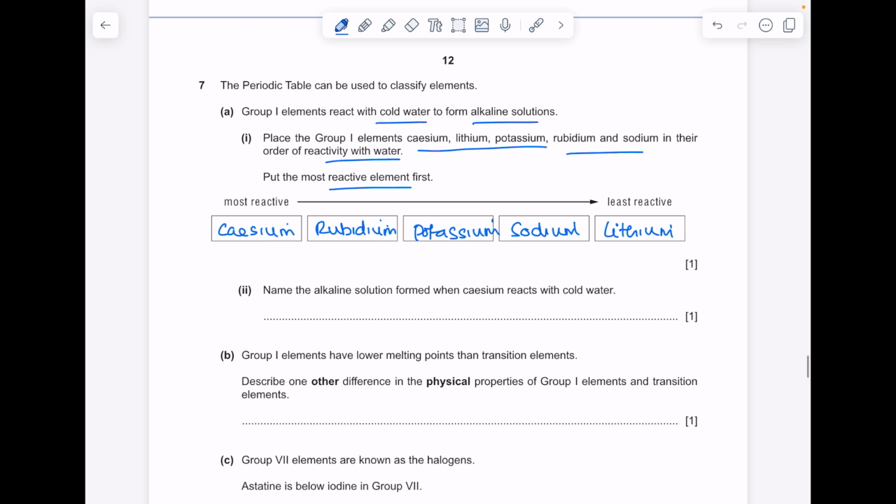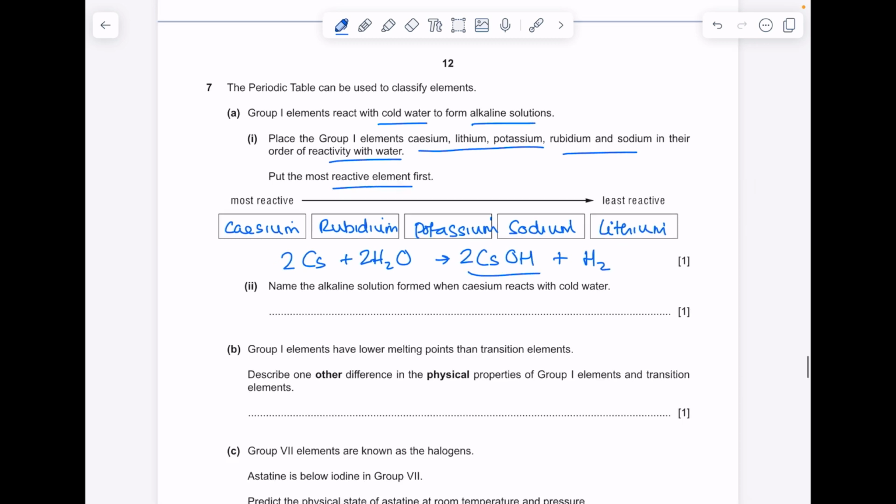Name the alkaline solution formed when cesium reacts with cold water. So you have cesium reacting with cold water to form cesium hydroxide plus hydrogen. So what is that called? It's cesium hydroxide.